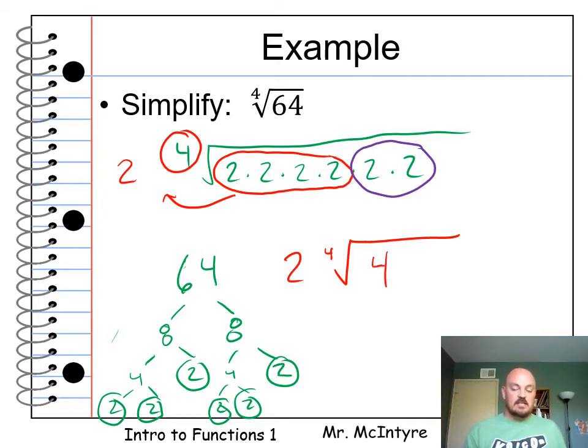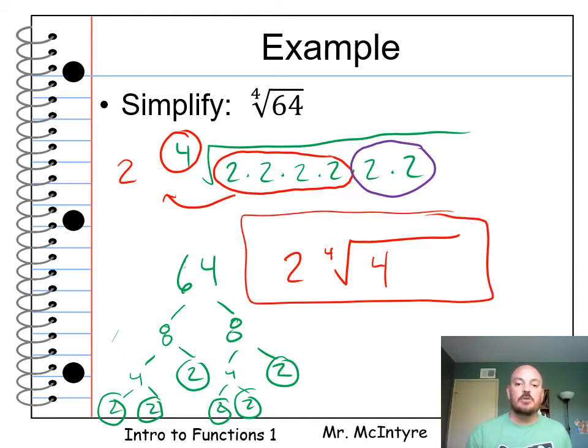So my simplified answer would be 2, the whole number, times the 4th root of 4. So that's how simplifying radicals works. You want to start with that factor tree and break down the number as much as you can. Once you've broken it down, you want to look at the index variable and look for groups of that many. If there are any groups of that many of the same number, you can take those out of the radical. Every group that you take out becomes one of those numbers out front. So that's why the 4 2's that I circled in red became 1 2 out front.